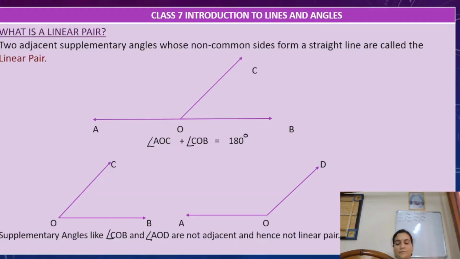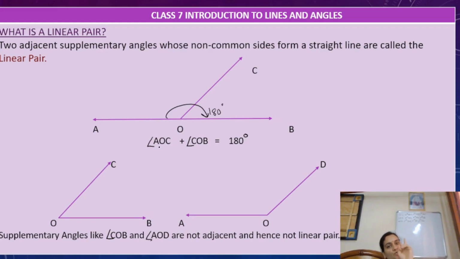What is a linear pair? Two adjacent supplementary angles whose non-common sides form a straight line are called a linear pair. Now what does that mean? See here, OC is the common side, but OB and OA, the uncommon sides, are forming a straight angle, a 180-degree angle. That is why these two angles, angle AOC and angle COB, which are adjacent as well as supplementary, are called a linear pair.